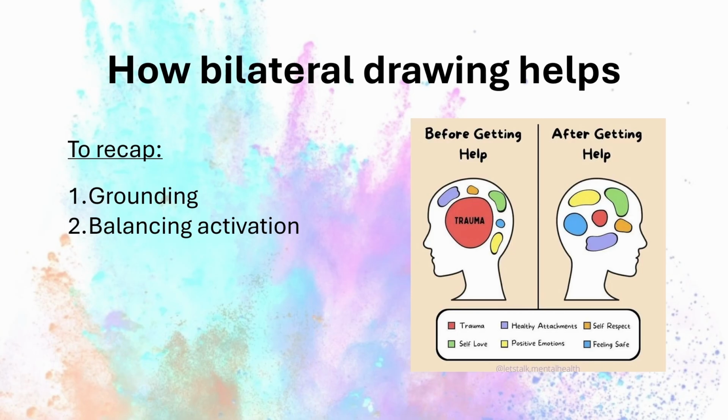Balancing activation. Activating both hemispheres of the brain can promote a sense of balance and harmony within the nervous system. This can help regulate emotional responses and reduce feelings of overwhelm.